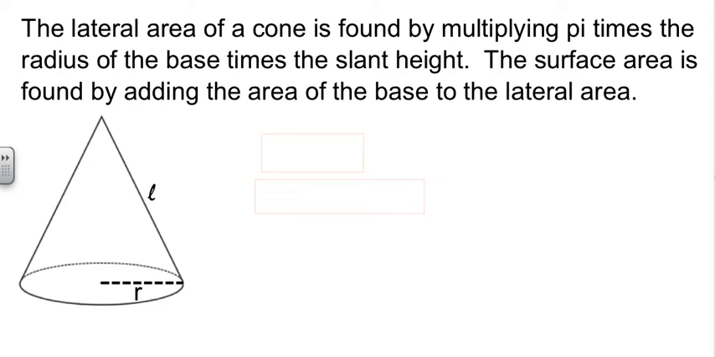And the cone is the same idea. We're going to have half of the circumference. Well, the circumference is 2 times pi times r, so half of that would just be pi r. So pi times r times the slant height L, and that's your LA. And then your surface area is take that plus pi r squared for the circle on the bottom.